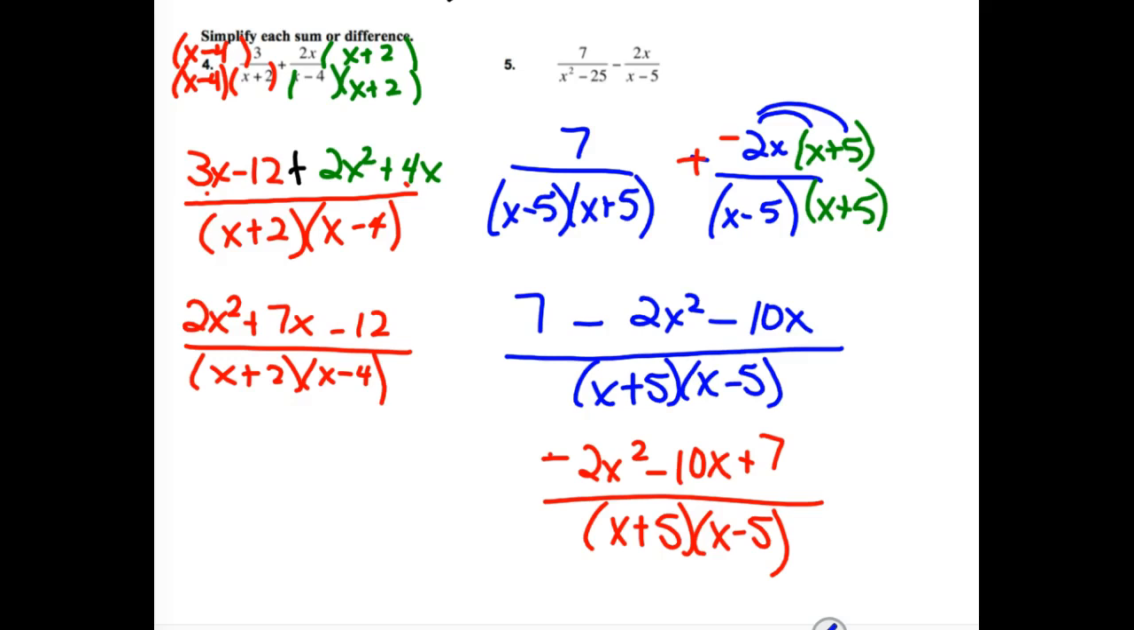All right. Our second part of section 8.5 was simplifying complex fractions. We had two different methods. One method was to get the whole complex numerator into a single fraction, get the whole complex denominator into a single fraction, and then multiply by the reciprocal. That's fine to use. It's a method that works.